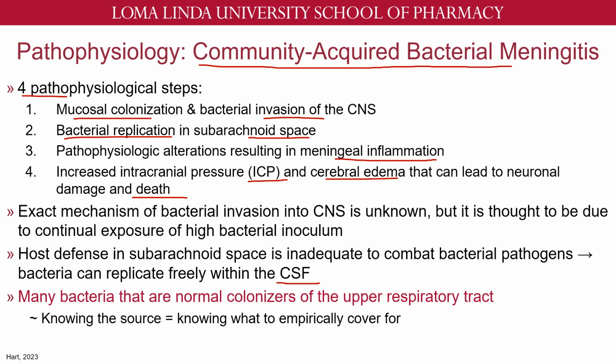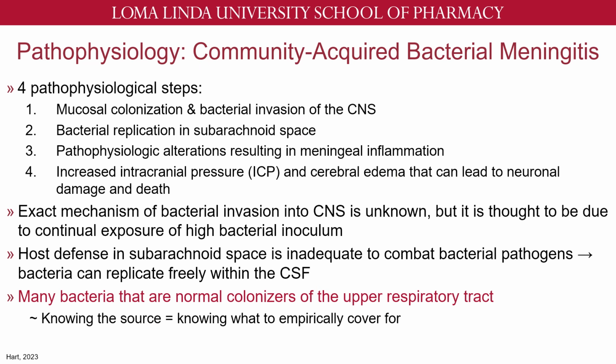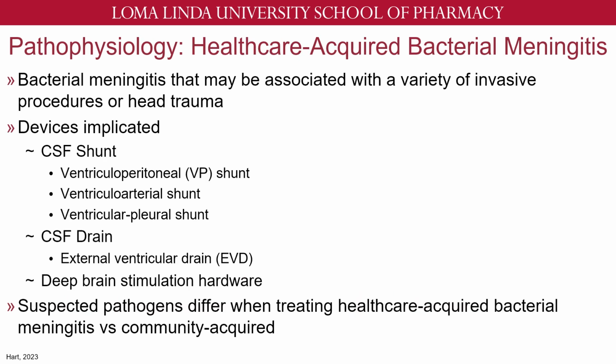Now, what we do know is that many bacteria that cause community-acquired bacterial meningitis are normal colonizers of the upper respiratory tract, right? So our upper respiratory tract, again, is where we have mucosal colonization of bacteria, and so it's theorized that these are the bacteria that are somehow getting into the brain, causing infection. And so when you know the source of an infection, you know what to empirically cover for. And we'll talk a little bit about what our empiric regimens look like later. All right, so that was community-acquired bacterial meningitis.